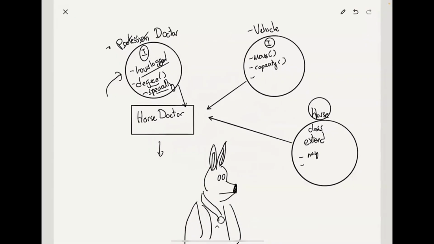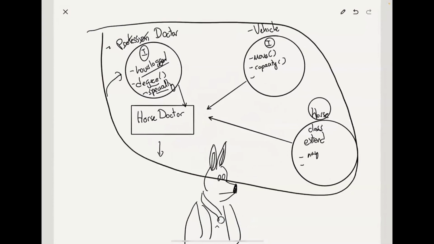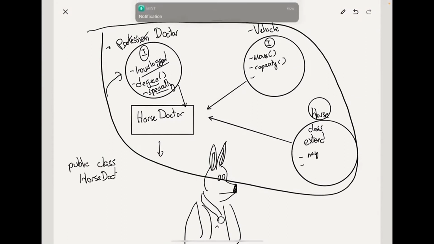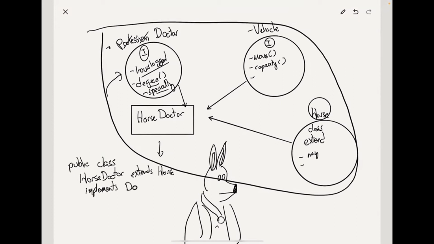Now, how would we go about putting all these values in a single class? We say public class HorseDoctor extends, and we only can have one extends. So we say extends Horse, implements, and here it doesn't matter how many we want to put. We can put implements Doctor, Vehicle.